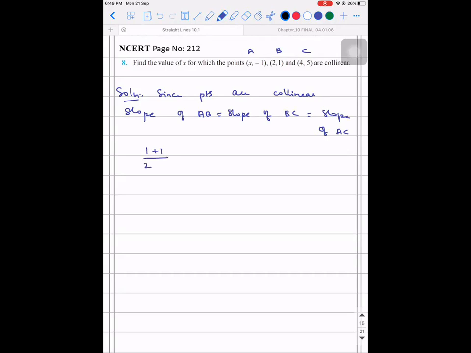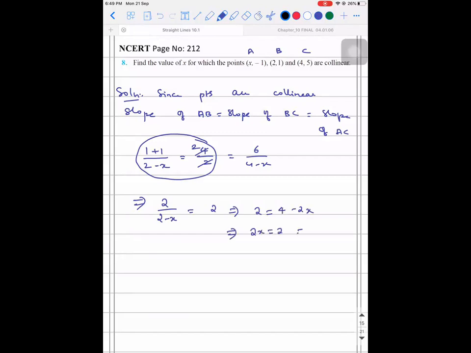So what is the slope of AB? 1 plus 1 divided by 2 minus x. Slope of BC is 4 divided by 2, slope of AC is 6 divided by 4 minus 6. I would suggest you take these two and solve, you will get the answer. So the 2 will get cancelled. 2 divided by 2 minus x is 2, which implies 2 is equal to 4 minus 2x. So the value of x is 1.